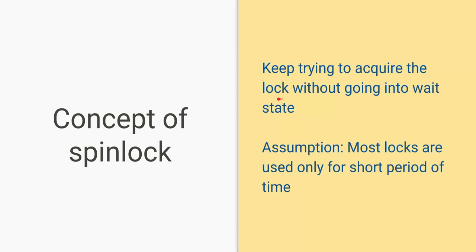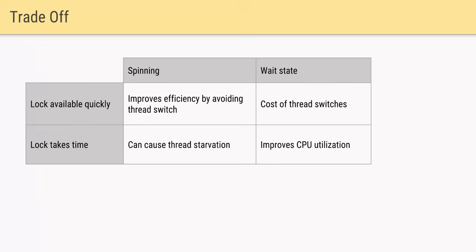This is not just about the Lock class. It can also be about the synchronized keyword. So basically, keep trying to acquire the monitor without going into the wait state. This is only efficient when we assume that most of the locks are unavailable only for a very short period of time. And this concept of spin locks is also called busy loop, busy wait, or spinning.